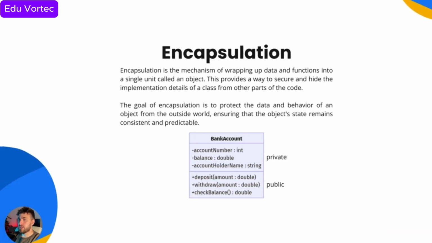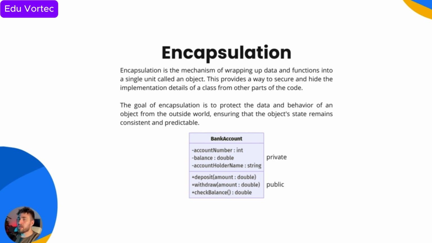So, what is encapsulation? Encapsulation is a mechanism of wrapping up data and functions into a single unit called an object. This provides a way to secure and hide the implementation details of a class from other parts of the code. In other words, encapsulation is about making sure that the internal workings of a class are protected from the outside world. Encapsulation is a critical aspect of software development as it promotes the separation of concerns, allowing us to create clean, maintainable, and reusable code.